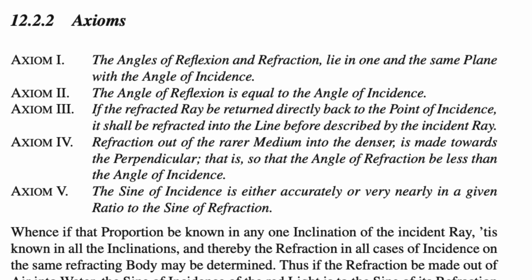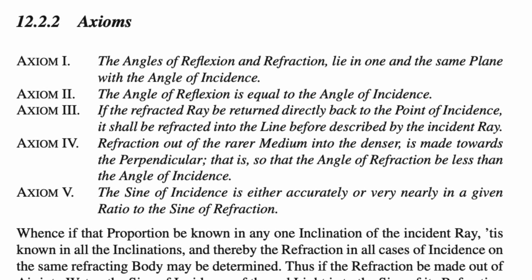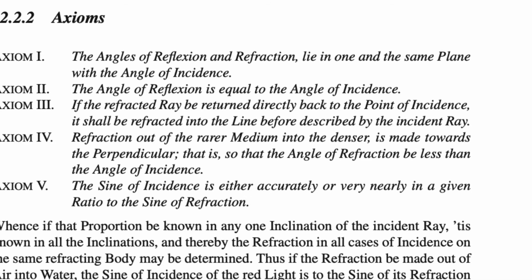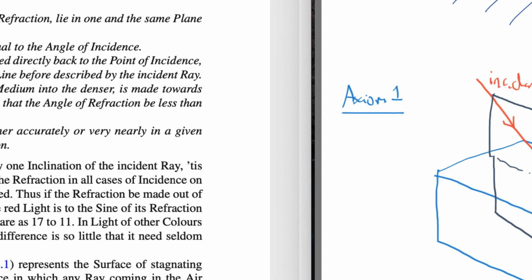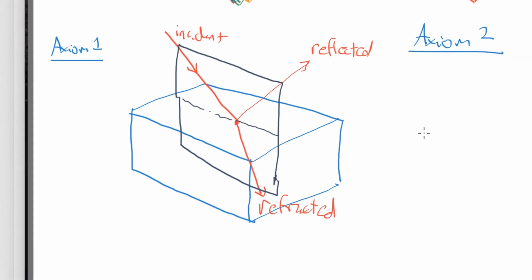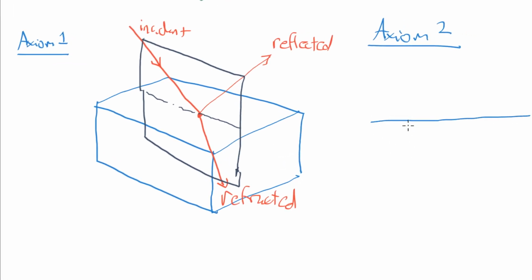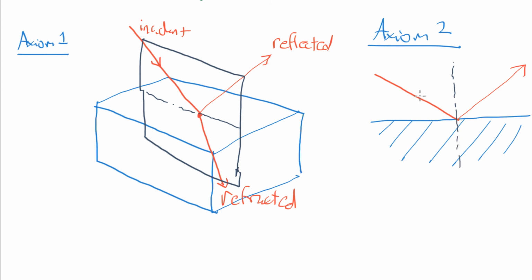Okay, so now axiom 2. The angle of reflection is equal to the angle of incidence. What is he saying here? Well, he says if, for example, I'm going to go back to just a 2-dimensional drawing. If you have a ray of light coming in like this, and it bounces off a surface, and you were to draw a perpendicular to the surface, and if you were to measure the angle of incidence, and you were also to measure the angle of reflection, what this is claiming is that the angle of incidence is going to be equal to the angle of reflection. That is his second axiom.